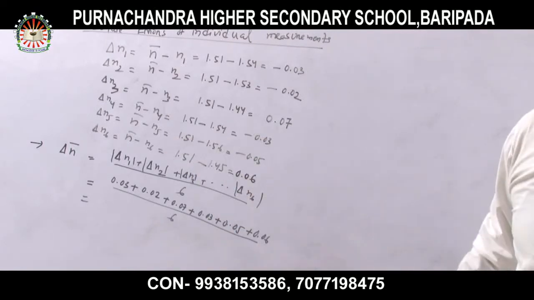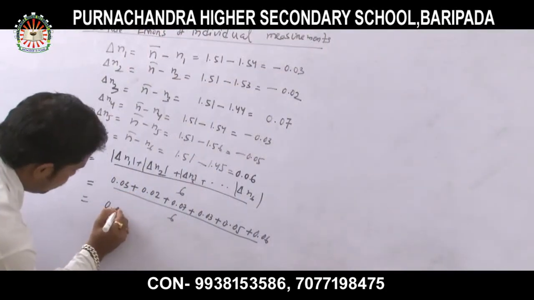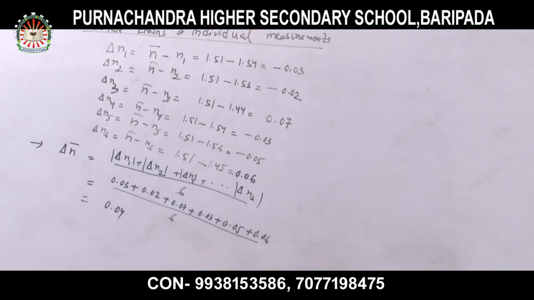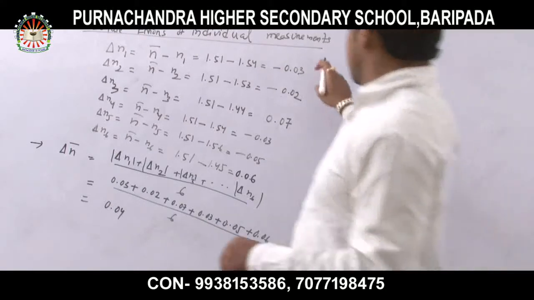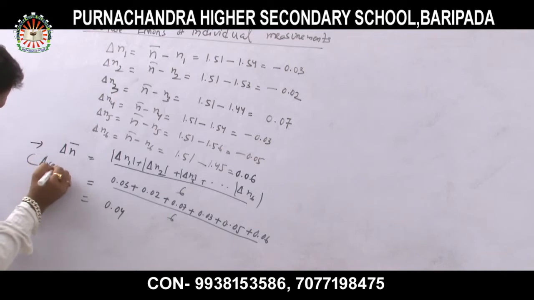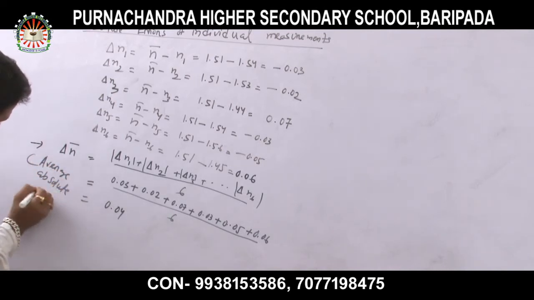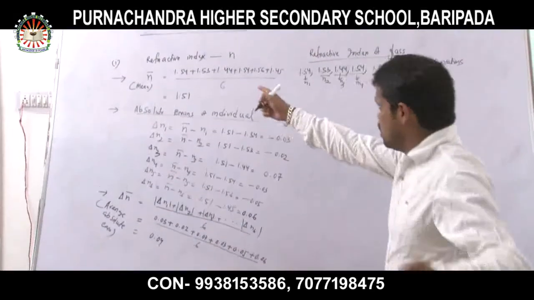Now if you solve this, what value will you get? You will get 0.04. Clear? So this is your absolute error, and this is your mean or average absolute error. Average absolute error.